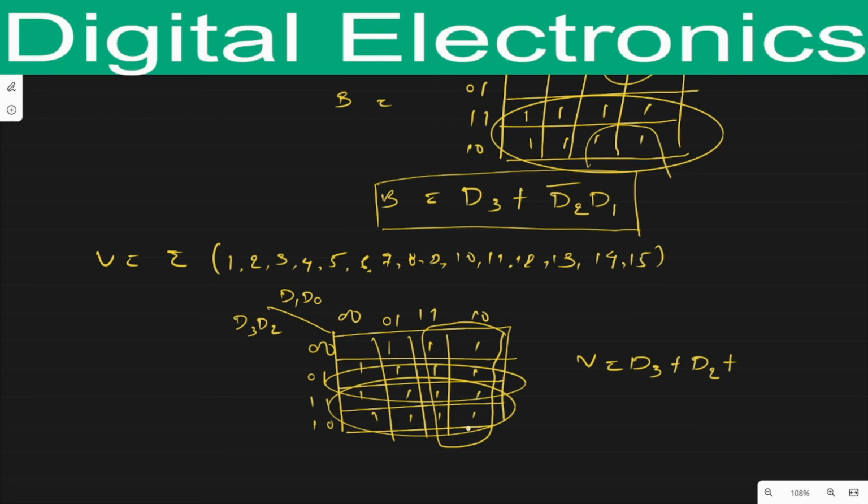Now to cover these two elements, we can use the vertical grouping. From this vertical grouping we will get output D1. Now to cover this element we will use this vertical grouping, and from it we will get output D naught.